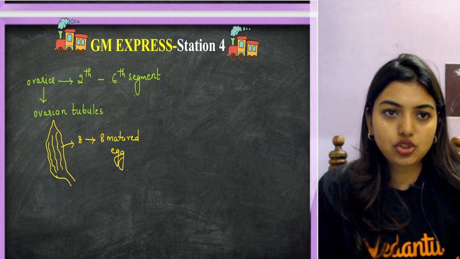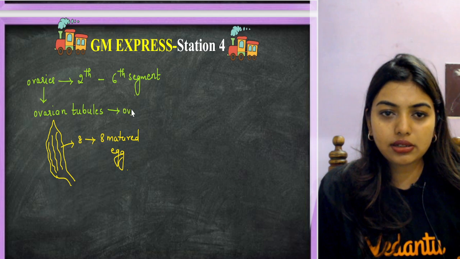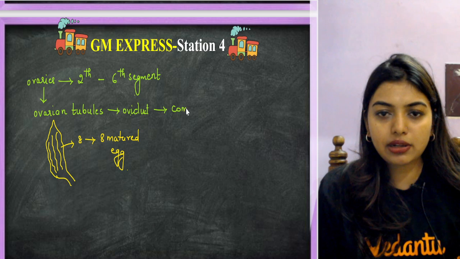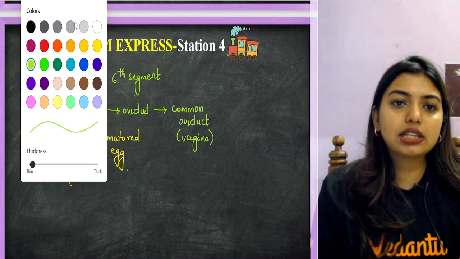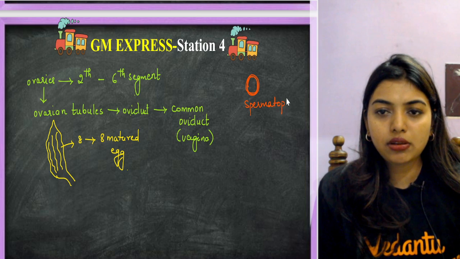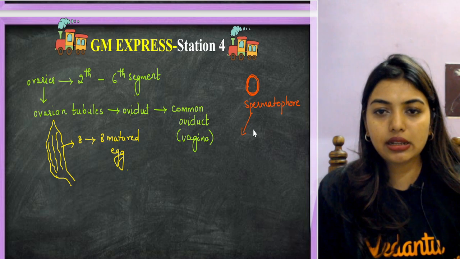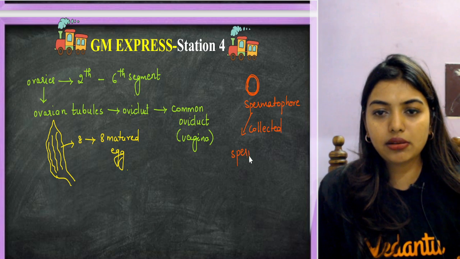Now these ovarian tubules will pass the egg to the oviduct. From the oviduct, it will come to the common oviduct, which is called the vagina. From there, you remember the spermatheca, the packet of sperm, the spermatophore, will be collected in the spermatheca.